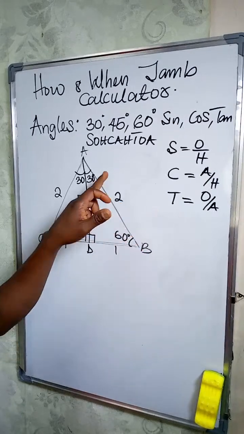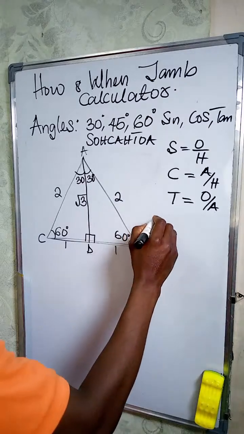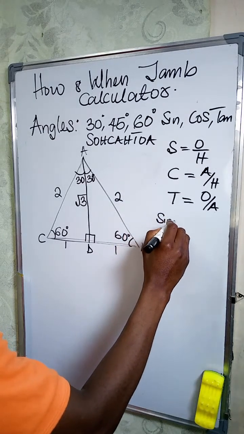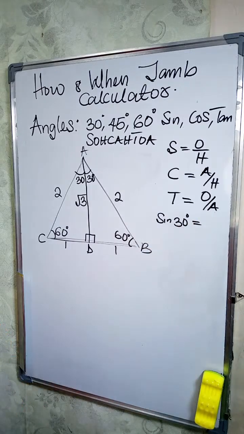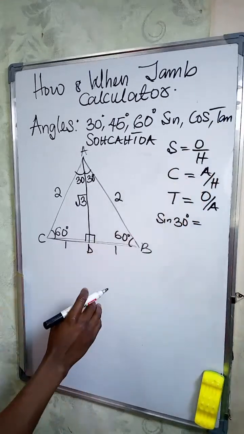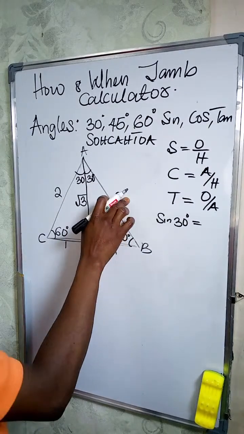Now if they give me this kind of question involving tan 60, let me see what we will see. Sine 30 will be equal to, remember that sine is opposite over hypotenuse. For 30, the opposite is this, the hypotenuse is this.